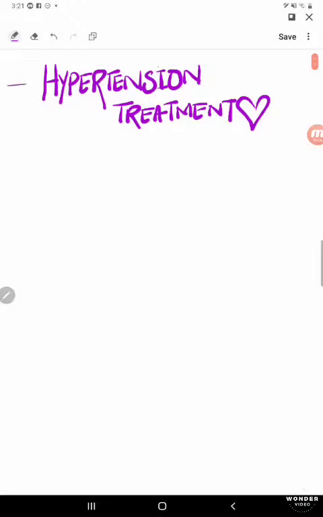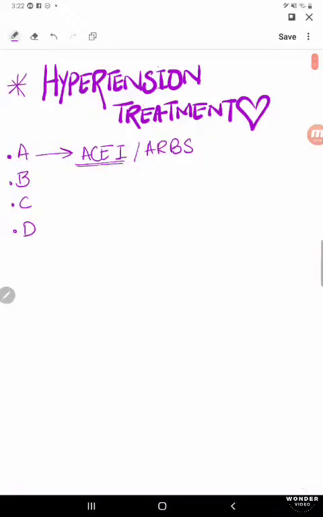Okay, so the first thing that I want all of you to do is write down your ABCs. A stands for ACI or ARBs. These angiotensin converting enzyme inhibitors are very good medications. They are both renoprotective and cardioprotective.